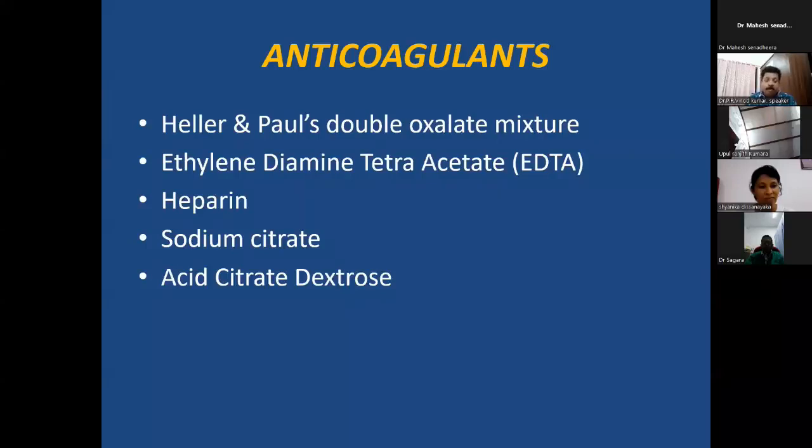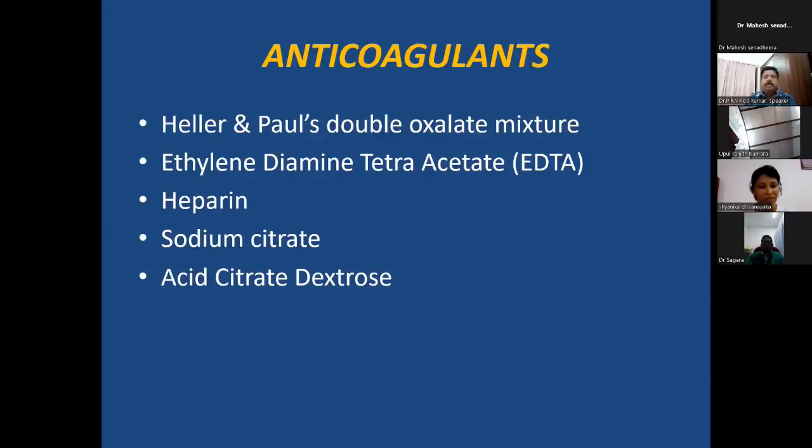And another thing is EDTA. The action of EDTA itself is by chelating the calcium in the blood. There are 13 clotting factors in the blood, and one of the clotting factors is this calcium itself. If we use EDTA as an anticoagulant, we cannot estimate calcium in that blood, but generally we don't do that because we always use clotted blood for that. So it is not used.